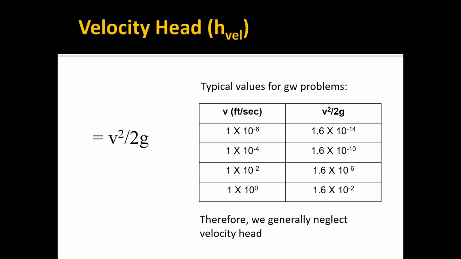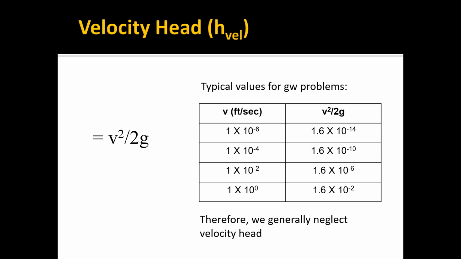So if you're looking at 1 times 10 to the minus 6 feet per second, that's very possible, or 10 to the minus 4. Now down at the bottom of that table, I have 1 times 10 to the 0, so that's 1 foot per second. And if you convert that, for those of you watching not used to English units, it'd be about 1/3 of a meter. So if you look at the corresponding velocity head for 1 times 10 to the minus 6, we get 1.6 times 10 to the minus 14th feet. So that you couldn't even measure that.